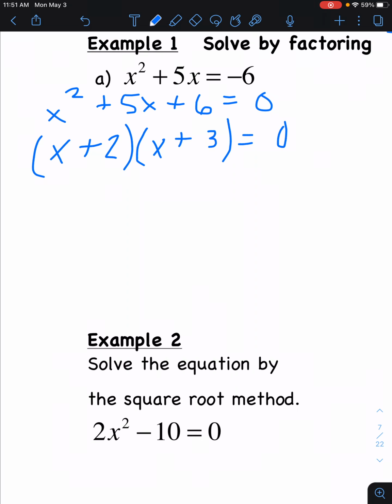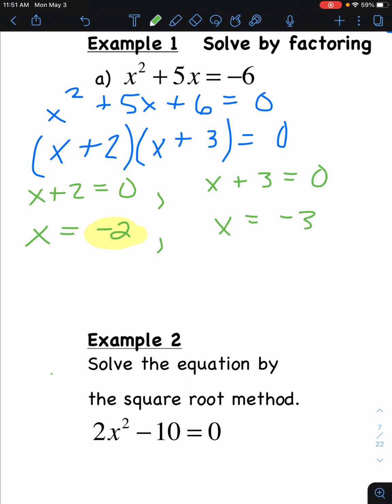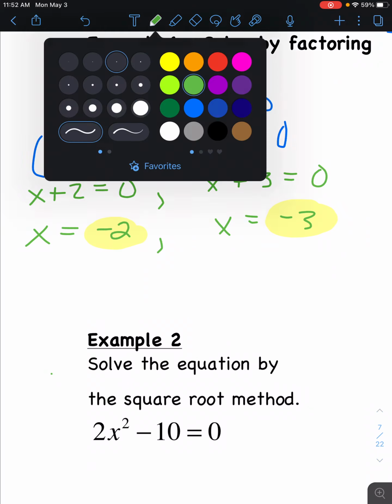So what I do, I just make two little mini equations. I take each factor and set it equal to 0, and then I solve them. The first one, we would subtract 2. So we have my first zero being -2. And the second one, we would subtract 3 from both sides. So we get 2 roots in this problem, -2 and -3.